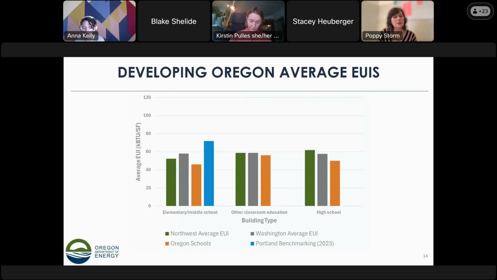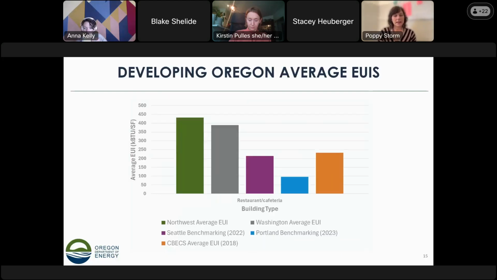But you then do see a difference when you look particularly at the Oregon schools data. And this is a very robust data set. It's a near census sample. We have more than 1,000 schools, and we have 5 years of EUIs across all of the individual schools. And what we see here is that the Oregon schools are slightly lower and a little bit more reduced for some building types, for example, for the elementary middle schools. So this is a really solid data set, and we've recommended making adjustments to the Northwest average EUIs to reflect this Oregon schools data set. And I'll provide a summary of that in a couple minutes.